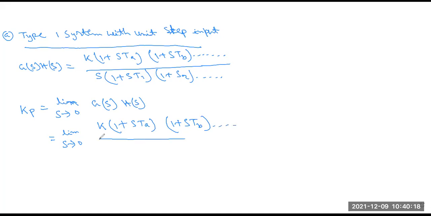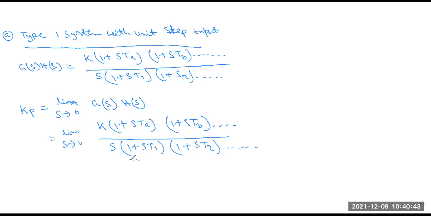This is n number of terms: S into (1 plus ST1) into (1 plus ST2). So this is basically TA and TB, these are the zeros, and the other ones, T1 and T2, are the poles. This is the format we have to put here also.